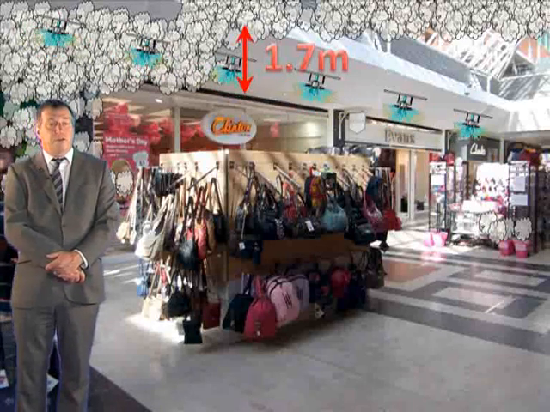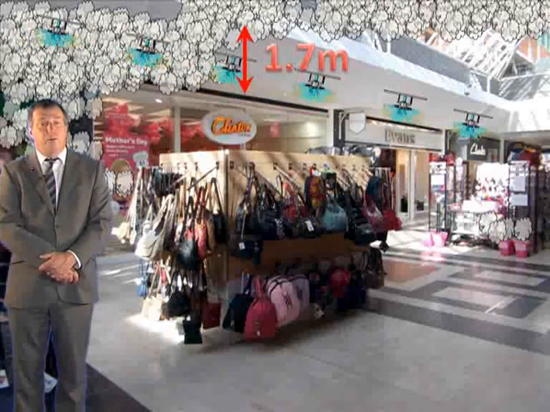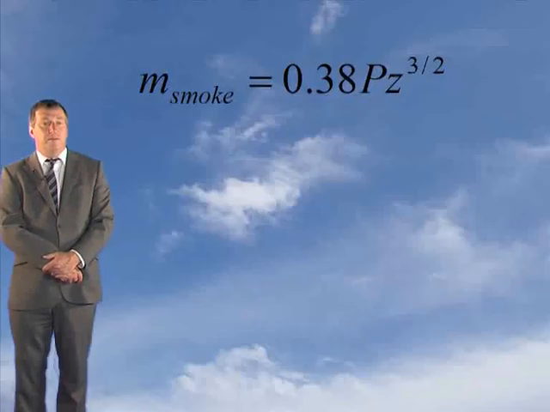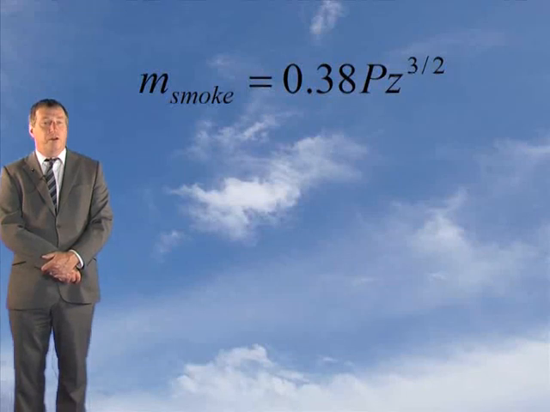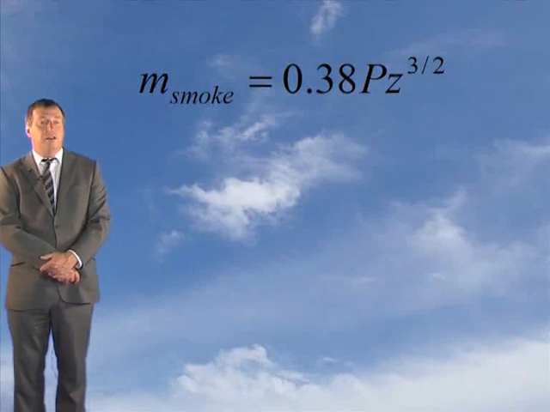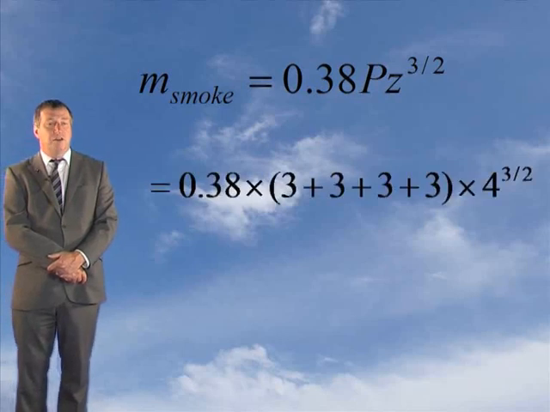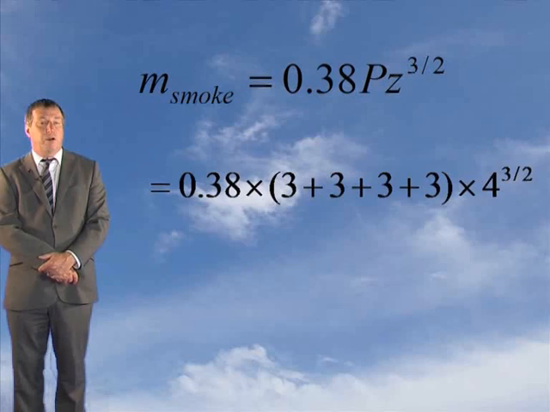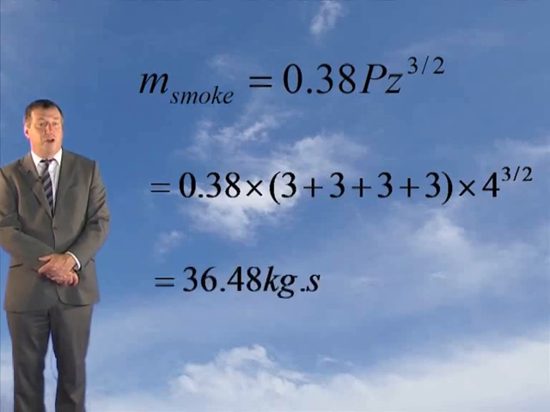This model would give us the following for a prediction of the smoke entering the smoke layer. As you can see, m equals 0.38 P Z raised to the power 3 over 2, and this equals, in this case, 0.38 times 12 times 4 raised to the power 3 over 2. Evaluating this gives us the result 36.5 kilograms per second. From this point on, we'd be looking at the temperature rise, the ventilation requirements, and so on, as we have done previously.